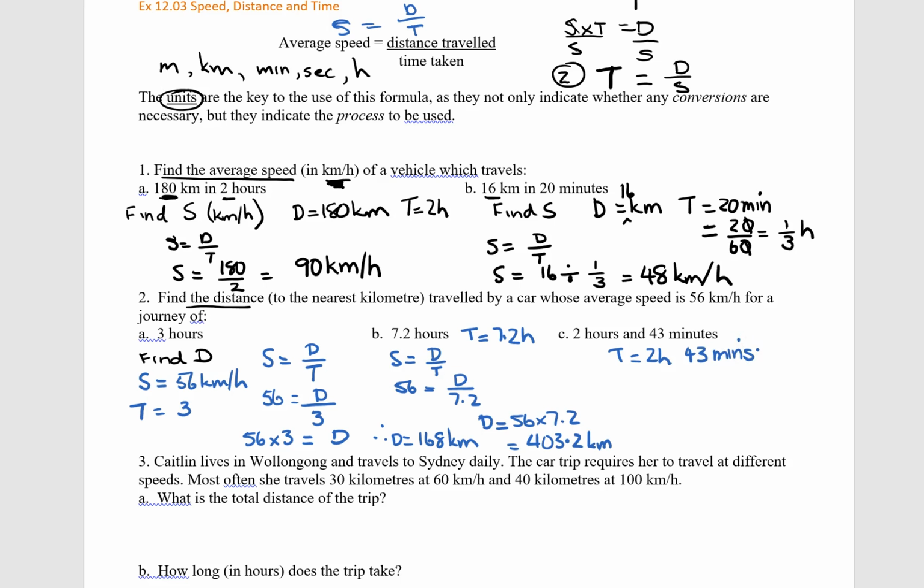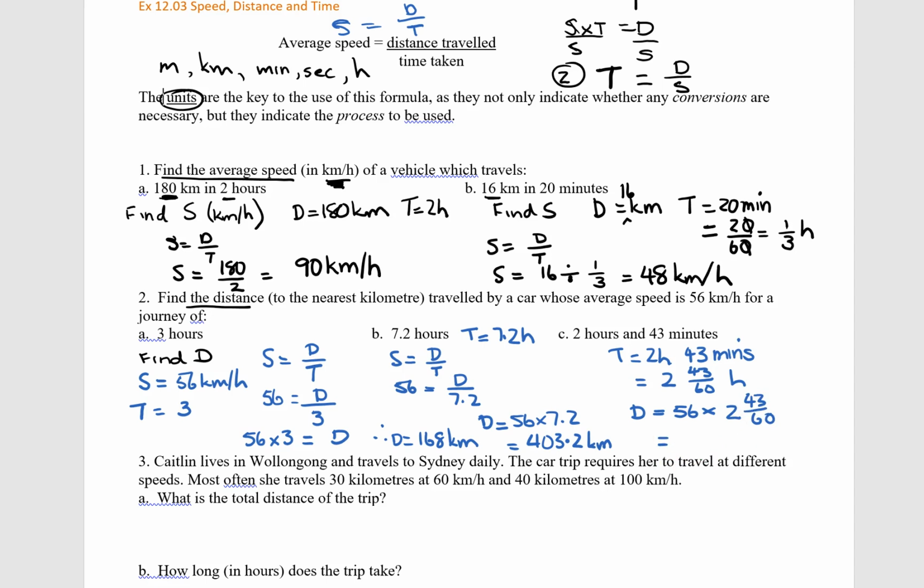Now, in this example, the time is given as 2 hours 43 minutes. Something really important to note, that is not 2.43 hours. It is 2 and 43 on 60 hours. Now, to get the distance is speed, which is our 56, times our time, which is 2 and 43 on 60.